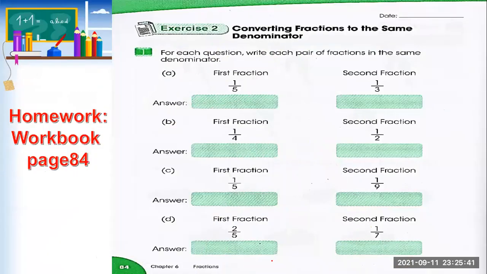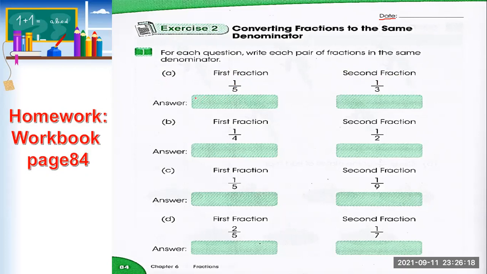Okay, for your homework, I would like you to get your mathematics workbook, open it on page 84. Converting fractions to the same denominator. Write the date, and then for each question, write each pair of fractions in the same denominator. So I would like you to write down the complete solution. For example, here, letter A. First fraction is 1/5. Second fraction is 1/3.